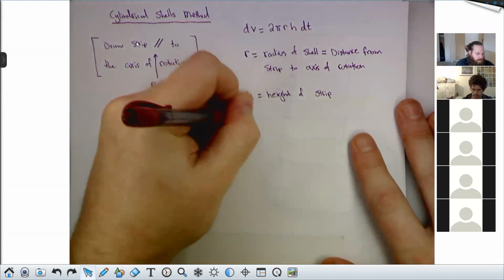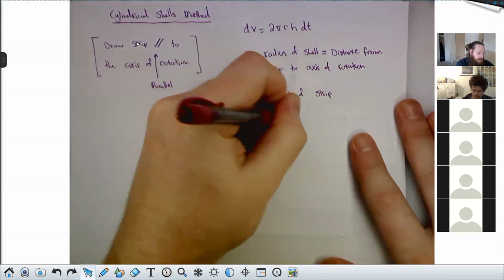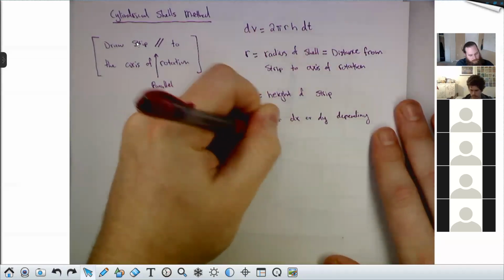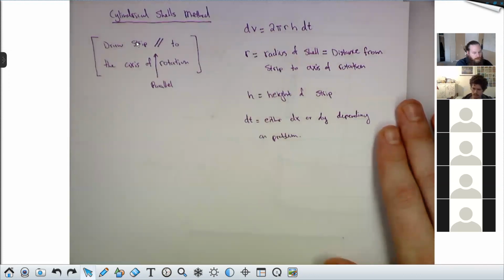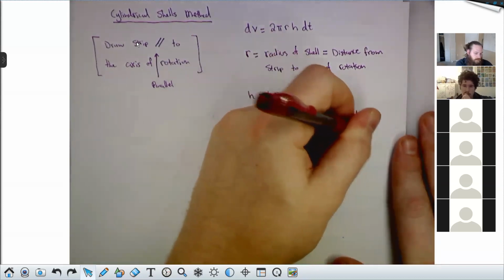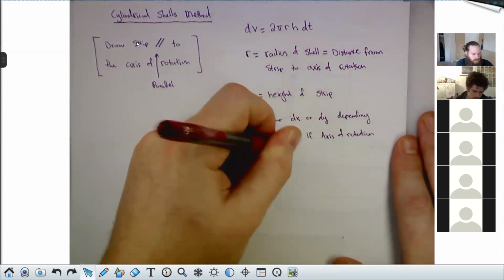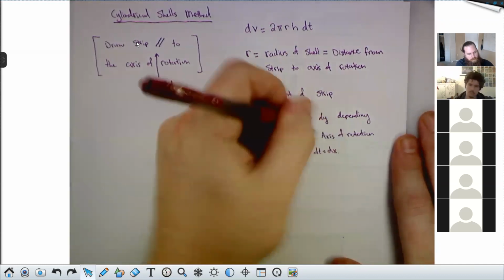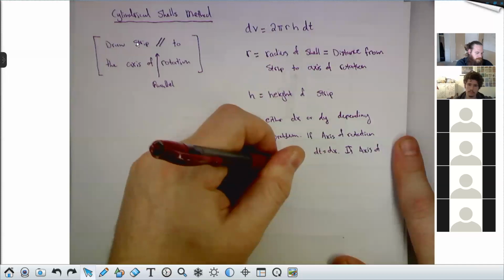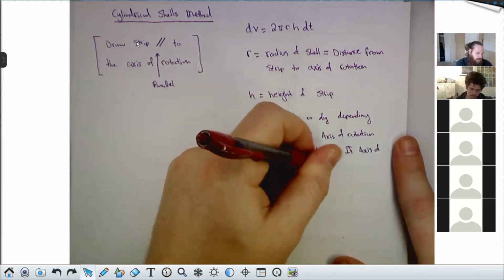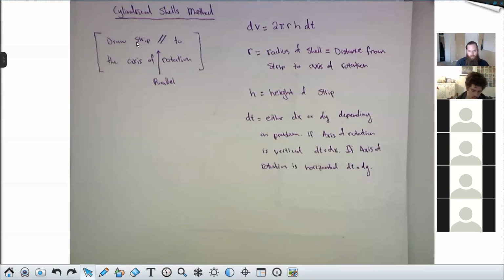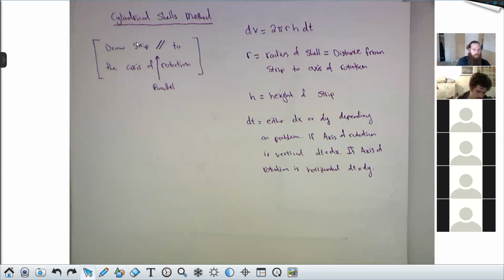And that's all you need. dt is either dx or dy, depending on the problem. Here, if your axis of rotation is vertical, then dt will be dx. And if the axis of rotation is horizontal, dt will be dy. All right, so this is everything you need for the cylindrical shells method.